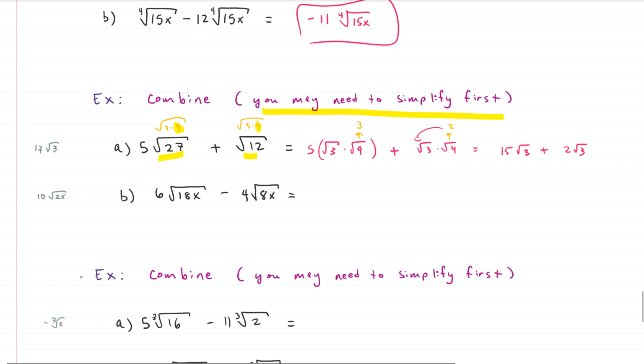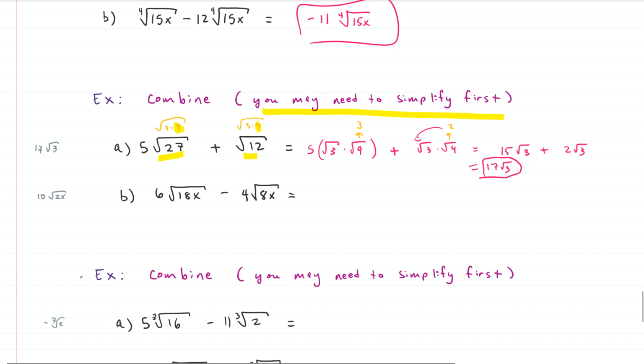Now we have 15 root 3, and then we have 2 more root 3s. Now they're the same radical, and we can add them. So 15 and 2 is 17. So we have 17 root 3. And that's our answer. How about this next one?